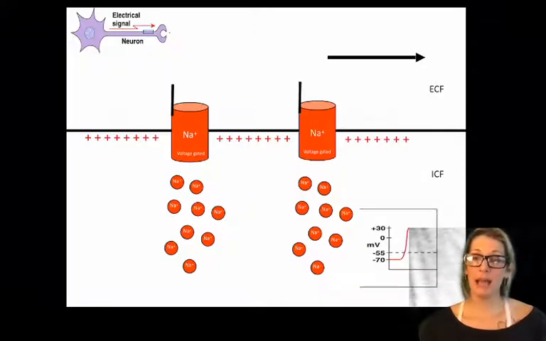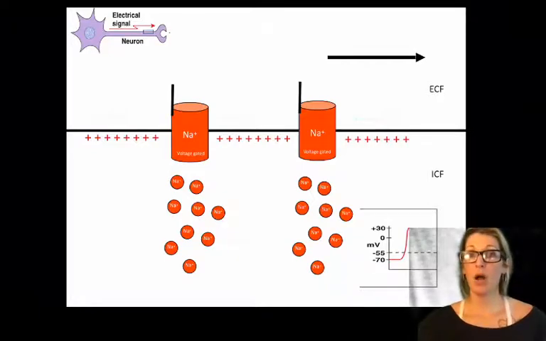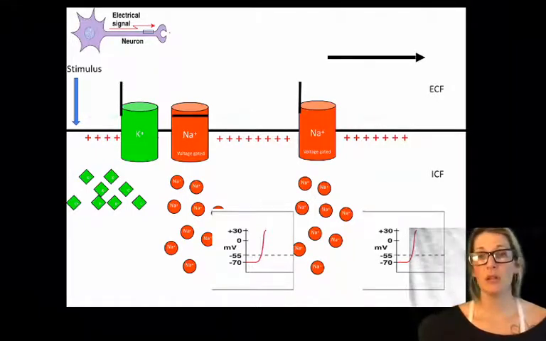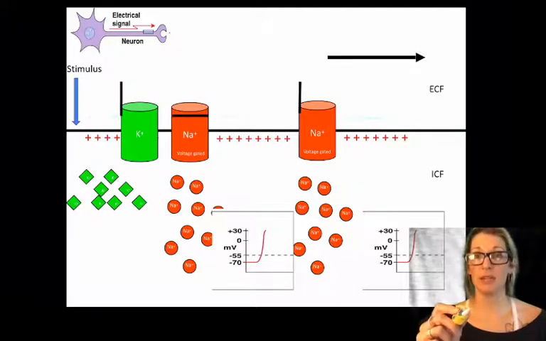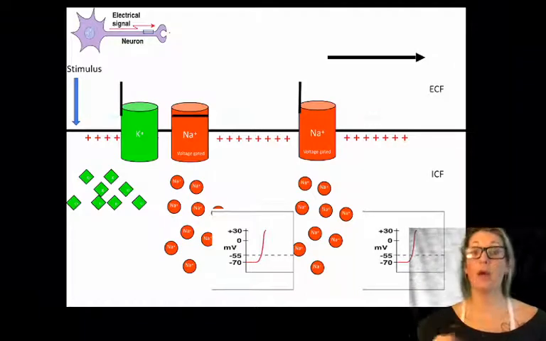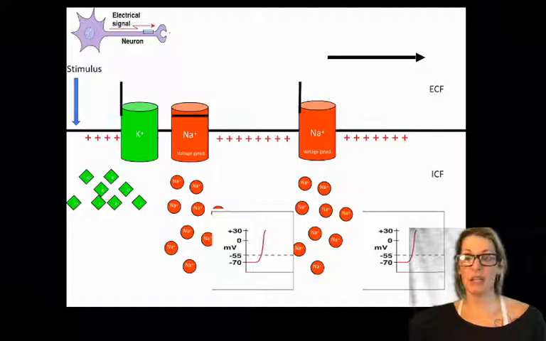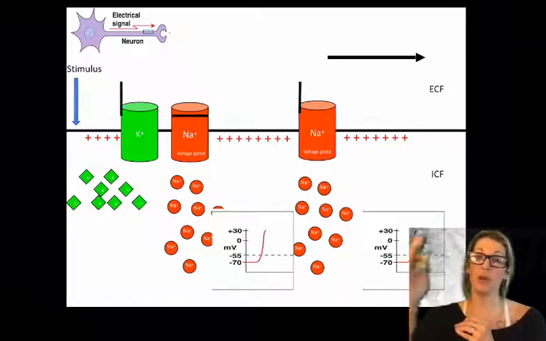So what this looks like on our plot is we've got our negative 70. We're coming all the way up. So at this specific location on the left side of your screen, we go up to positive 30. And then at the next location, we go up to positive 30. And then at the next location, we go up to positive 30. The entire membrane does not depolarize at the same time. It depolarizes in a wave.